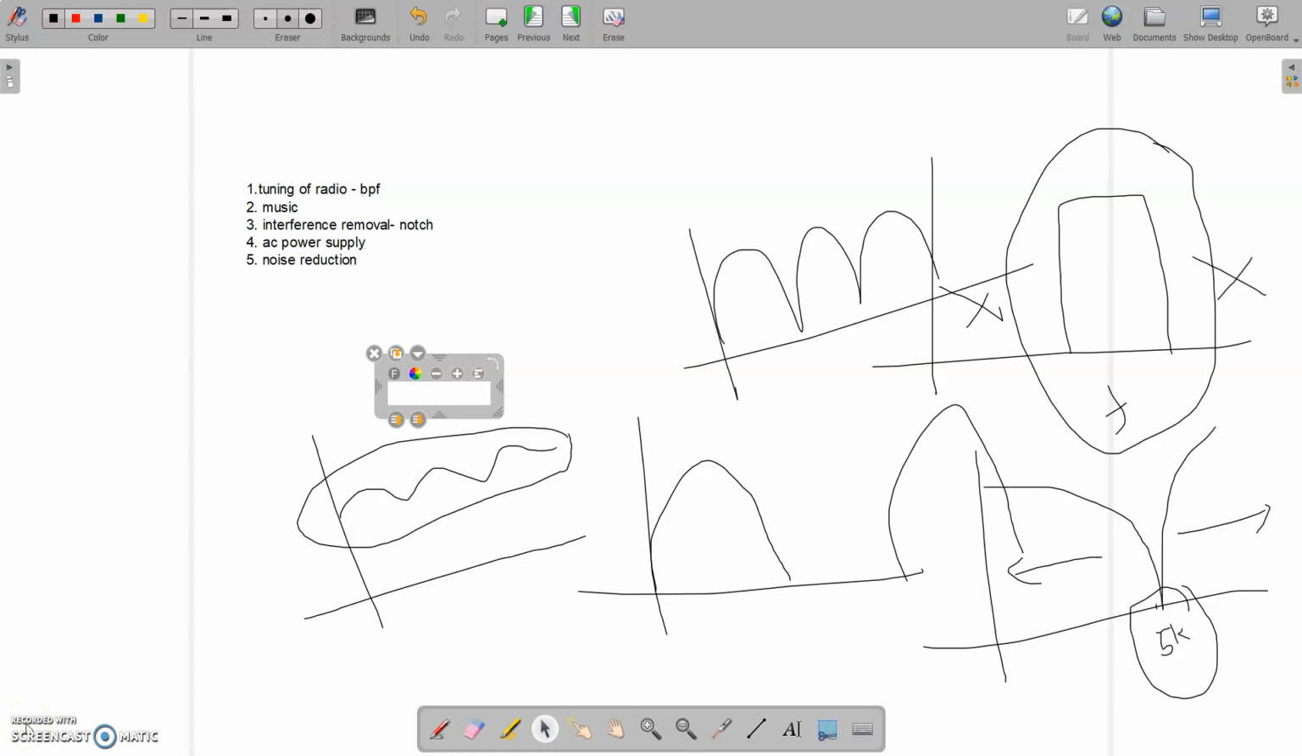So this is our discussion on filter design. There is a long discussion, but try to understand the concepts very well, and I hope it is clear.